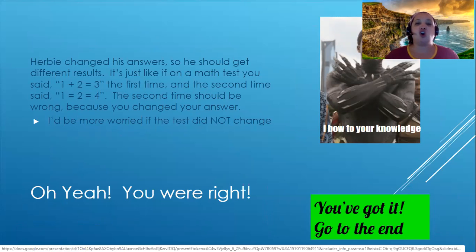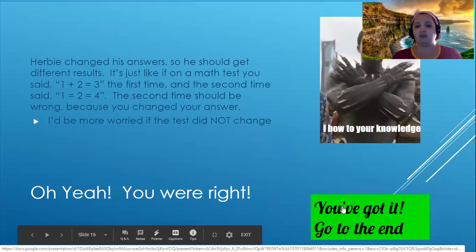All right. So Herbie did change his answers, so he should get different results. That makes the test reliable because it did give him different results. It's just like if on a math test, 1 + 2 = 3, and that's what you put the first time, and the second time you say 1 + 2 = 4, okay, well, you changed your results, so one of those should be right and one of those should be wrong, right? Honestly, if that test didn't change, that would be more worrying to me.